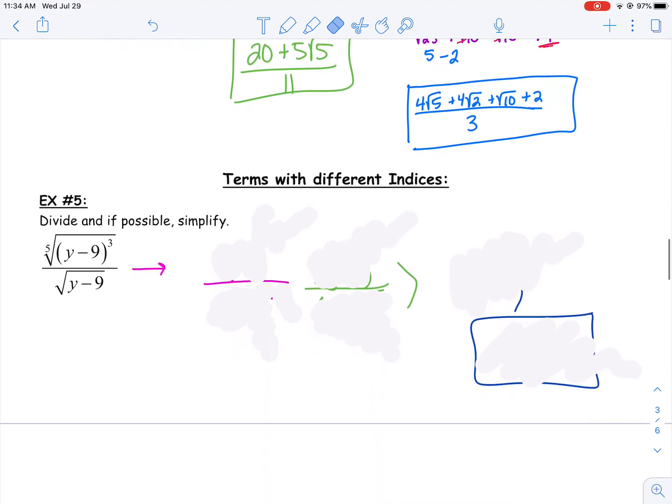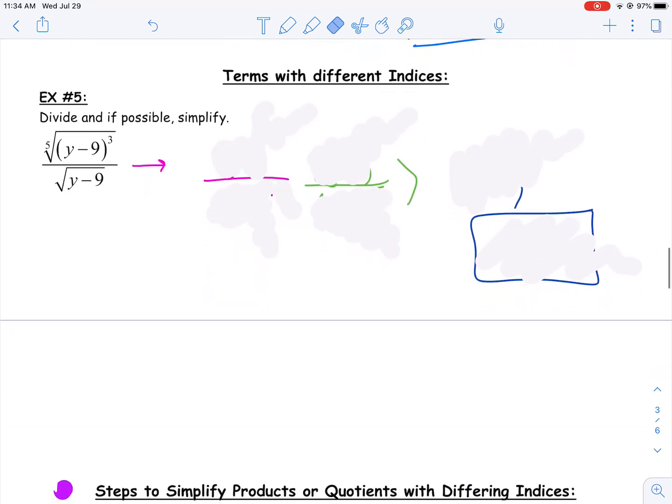All right, let's do one other example in this video, and let's talk about what happens when we have different radicals, different indexes. You notice on this one, it's asking us to divide, and if we can, simplify. However, my numerator has a fifth root, and my denominator only has a square root. Remember, we can't multiply or divide radicals that aren't the same. But then what's the point of this question, right? Well, we must be able to do a little bit of something. So here's what we're going to do.